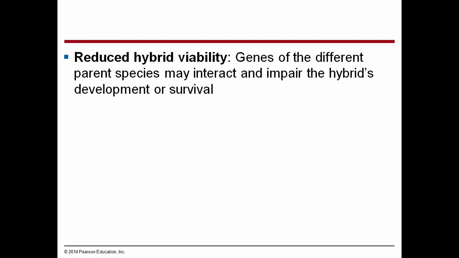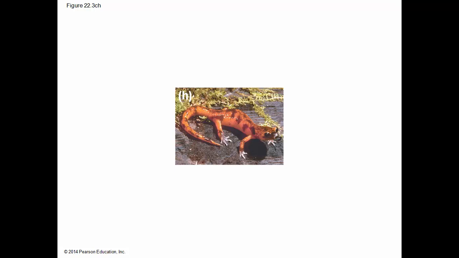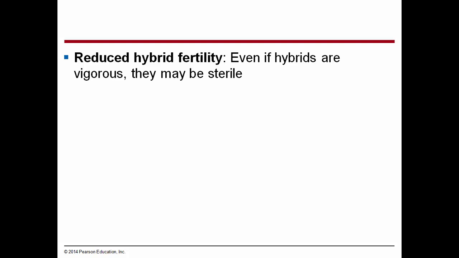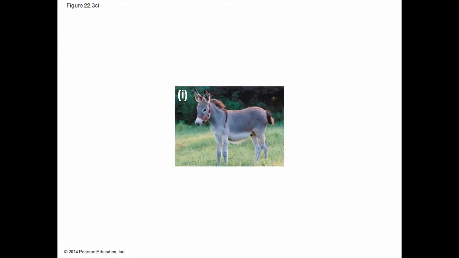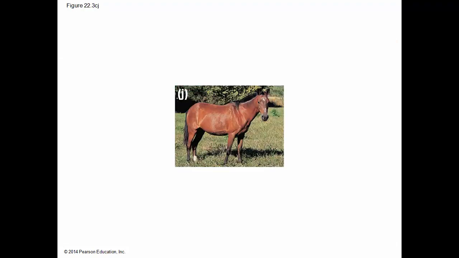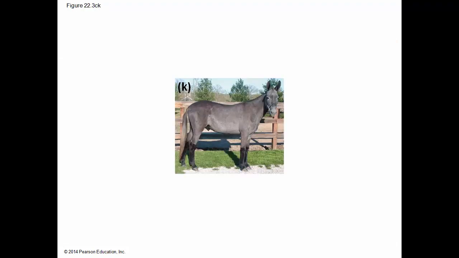Reduced hybrid viability. Genes of the different parent species may interact and impair the hybrid's development or survival. Okay, here's the Ensatina hybrid. There it is. It's conspicuous to predators. It has other factors that reduce its viability. Reduced hybrid fertility. Even if hybrids are vigorous, they may be sterile. Okay, donkey, horse, mule, sterile. Evolutionary dead end.